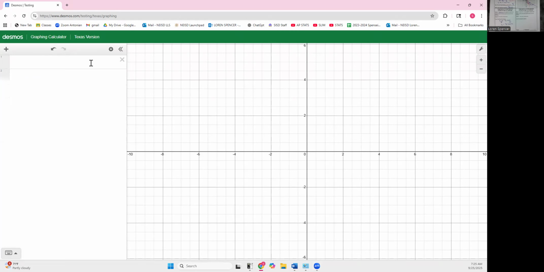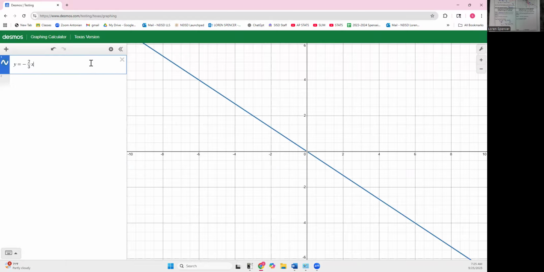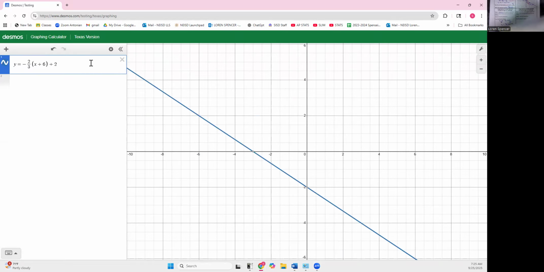And we said y equals negative 2 divided by 3, x, parenthesis, x plus 6. And then on the outside of those parentheses, we had a plus 2. So when we look at it, oh, we see that it crossed right here at 0, negative 2.